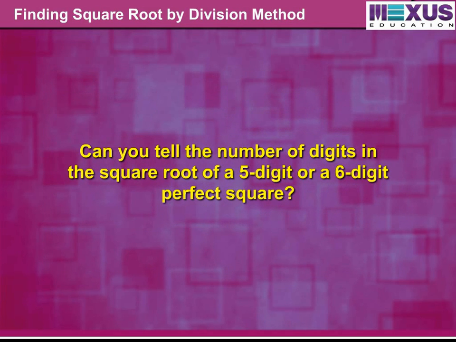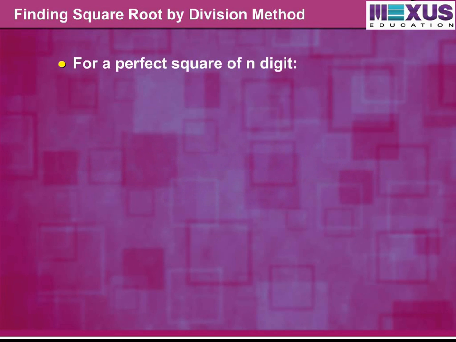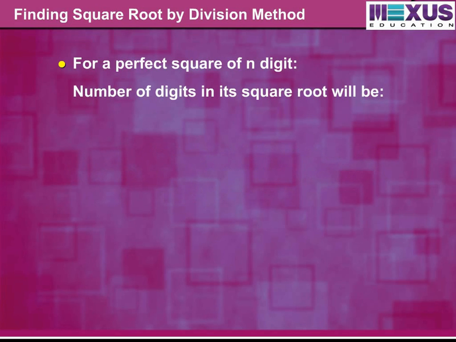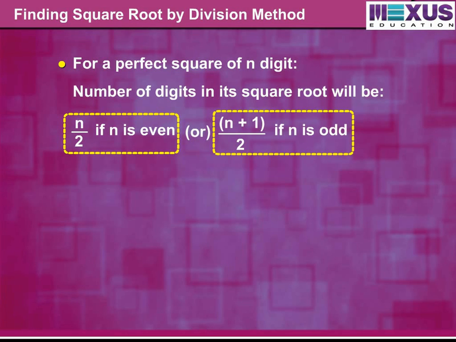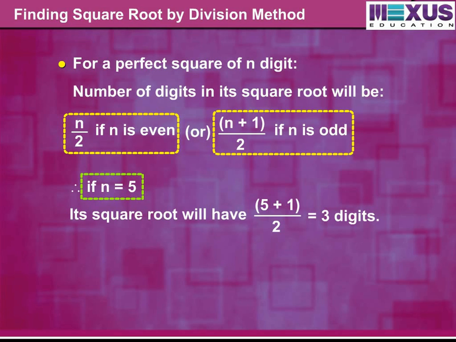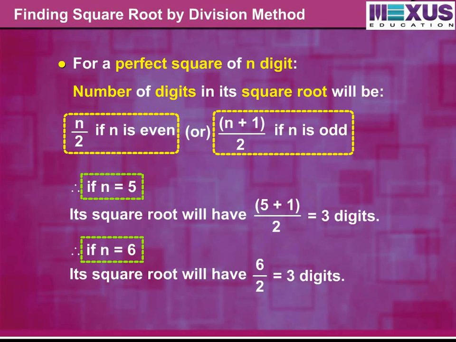Now, can you tell the number of digits in the square root of a 5-digit or a 6-digit perfect square? Well, to find this easily, just remember this. If a perfect square has n digits, then its square root will have n by 2 digits if n is even, or n plus 1 by 2 if n is odd. Therefore, the number of digits in the square root of a 5-digit or a 6-digit perfect square is 3.